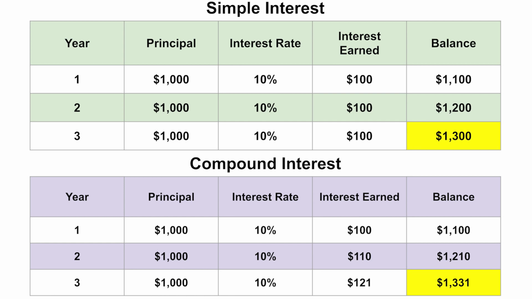Then in year three, still 10% on the original $1,000, plus 10% on that $110, and another 10% on the $100, which means you earn $121 interest that year. So now you can see your balance is $1,331. So just from these 3 years, you can see where it's a difference when it comes to the compound interest. Now this compounding interest happens every year after year. So compound interest is literally your interest earning interest on top of interest over and over and over.